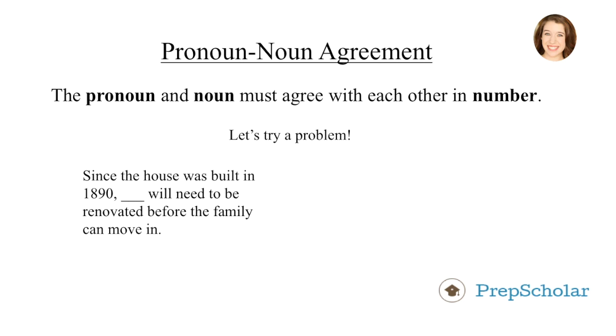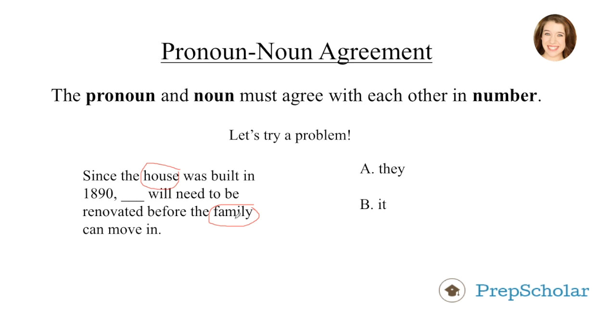Since the house was built in 1890, blank will need to be renovated before the family can move in. Okay, so here's our sentence, here's our answer options, they or it. What we need to do, just like we did with those verb problems, is ask ourselves, what is the subject? What is the noun that is being replaced by a pronoun? Well, there's a couple of nouns in this sentence, right? We've got house, we've got family, but we need to figure out what's being described, what's being replaced. What will need to be renovated before the family can move in?